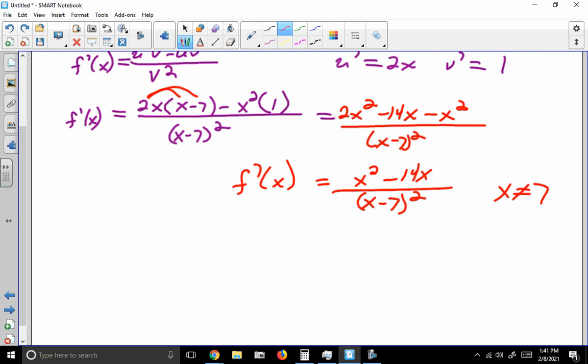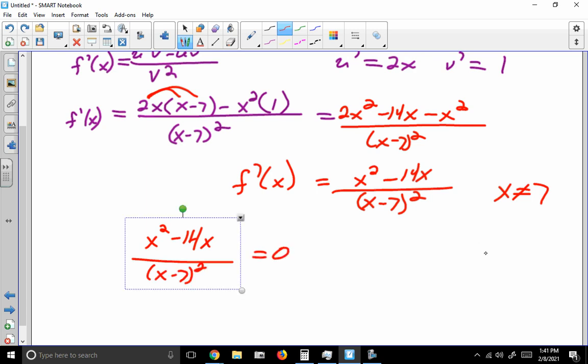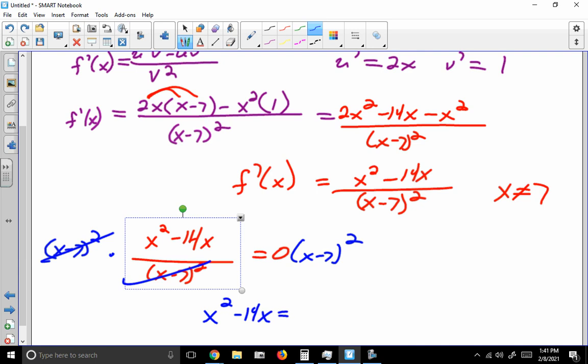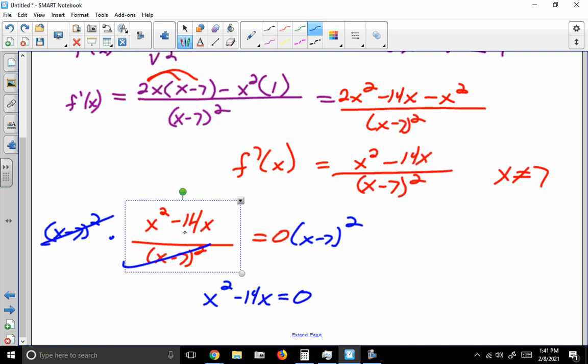So we want to find out, when is our slope equal to 0? What tells us the slope? The derivative. So when is our derivative equal to 0? Well, we could clear our fractions by multiplying both sides by x minus 7 squared. Those would cancel, and we would get 0 on the other side. But instead of having to show that every time, notice we have one fraction on the left.